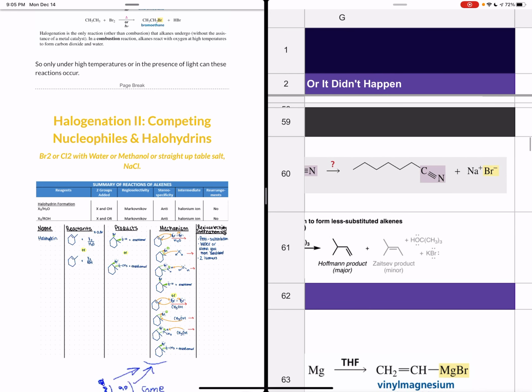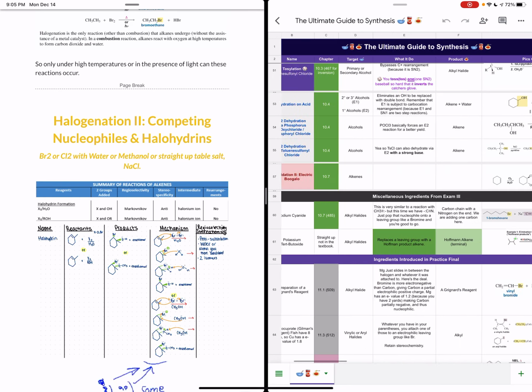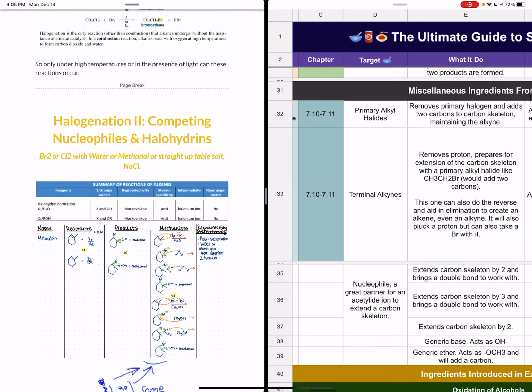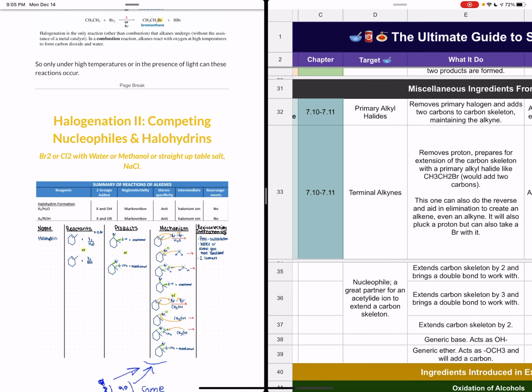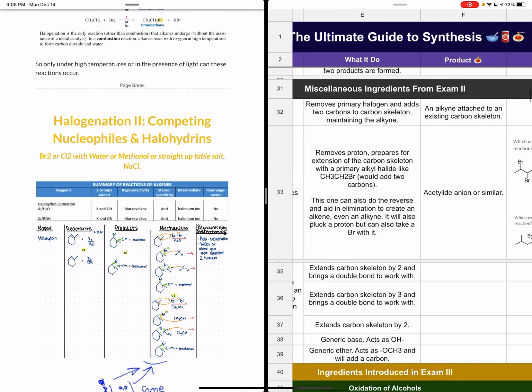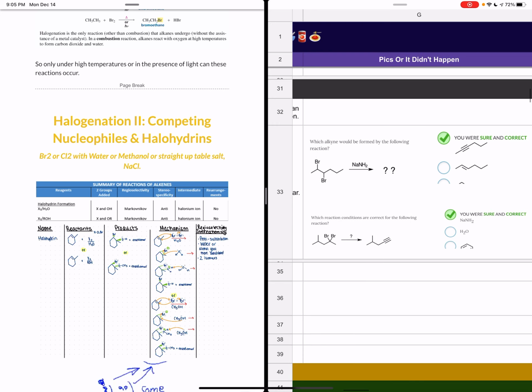This is how you would add it on, but that's for sodium cyanide. That's something else. So it'll remove a proton, preparing an extension of the carbon skeleton with a primary alkyl halide like CH3CH2Br. The other thing that this can do, which is kind of weird because NaNH2 is kind of magic, is pluck off a bromine and a hydrogen and form a double bond.